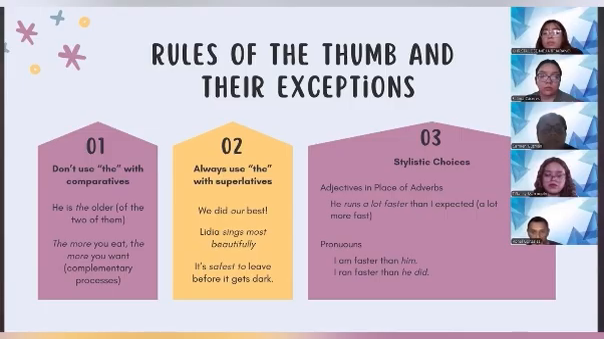And the last one is pronouns. We don't use the normal pronoun. We don't say I'm faster than he. If in case we want to use the pronoun in its natural way, we have to use an auxiliary verb or just the objective pronoun.